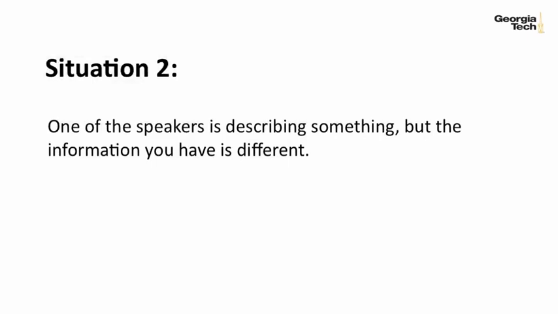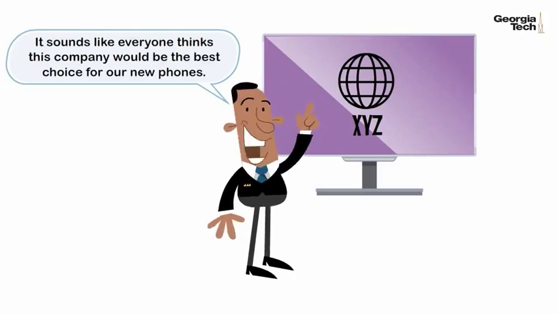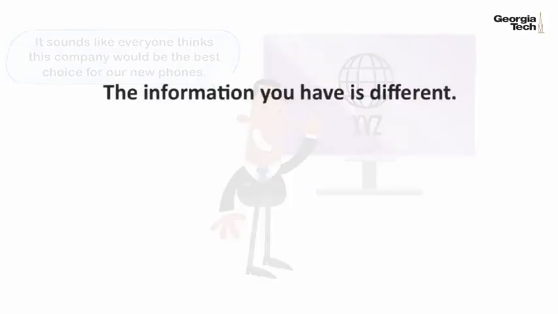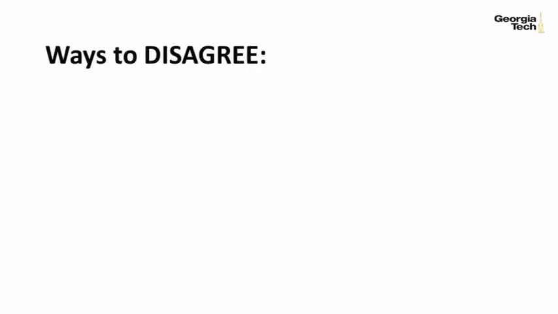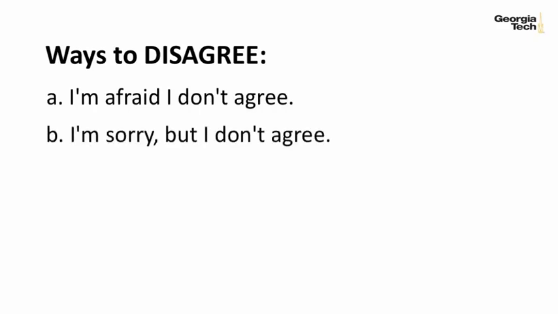One of the speakers is describing something, but the information you have is different. "It sounds like everyone thinks this company would be the best choice for our new phones." The information you have is different. What can you say in this situation? If you said disagree, you are correct. You can say, I'm afraid I don't agree. I'm sorry, but I don't agree. Actually, I disagree.